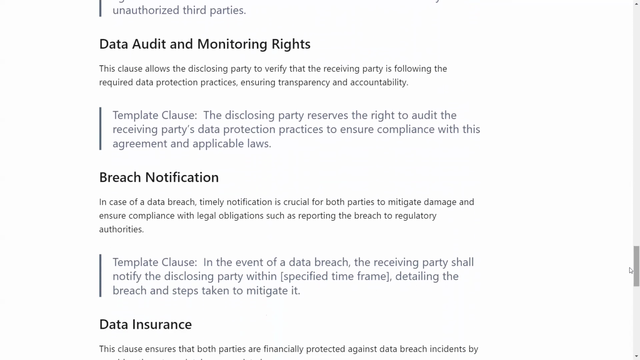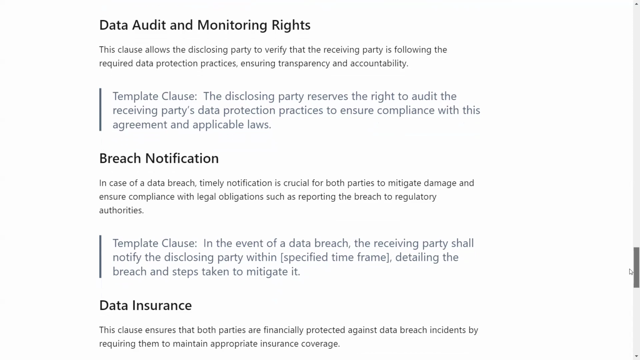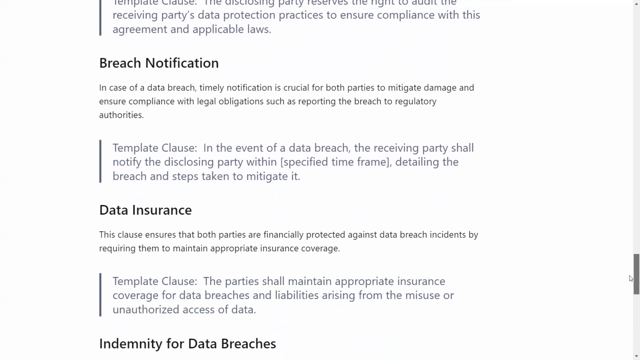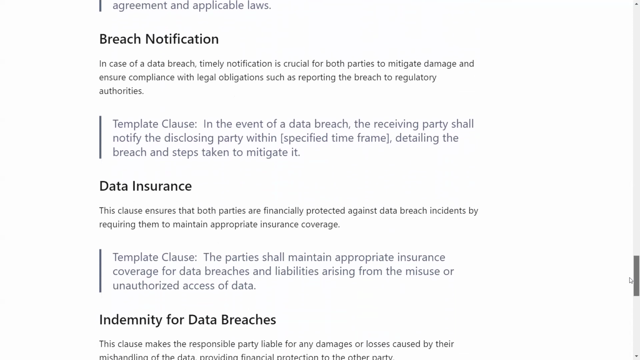Next, we have data audit and monitoring rights. This clause allows the disclosing party to verify that the receiving party is following the required data protection practices, ensuring transparency and accountability. Template clause. The disclosing party reserves the right to audit the receiving party's data protection practices to ensure compliance with this agreement and applicable laws. Breach notification.